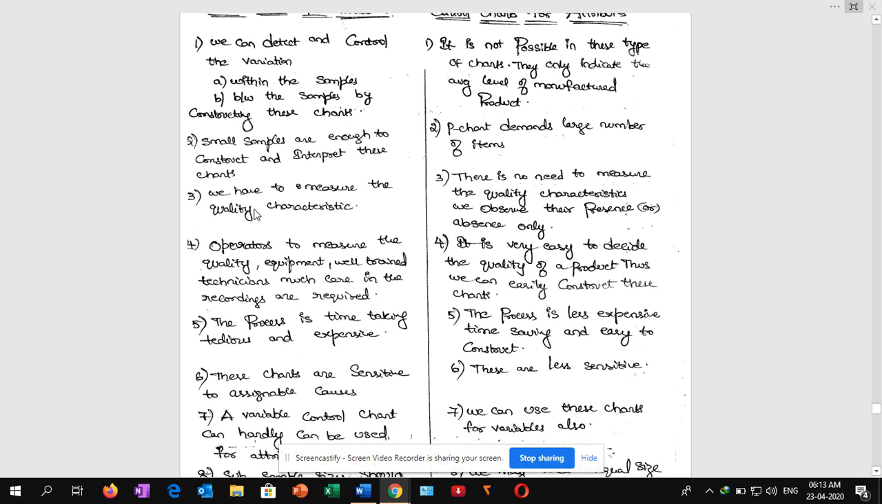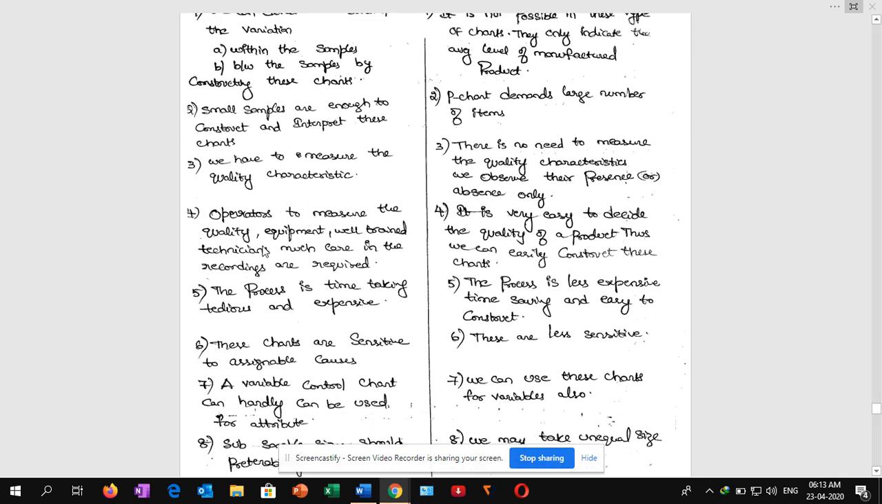Next, in the control chart for variables, we have to measure the quality characteristics. Here in attributes, there is no need to measure the quality characteristics; we only observe their presence and absence. But in variables, we can measure the quality characteristics. Here, operators are needed to measure the quality, and well-trained technicians are required for recording. In attributes, it is very easy to describe the quality of a product, and we can easily construct the chart.